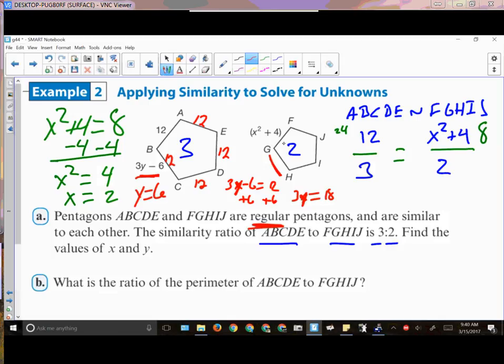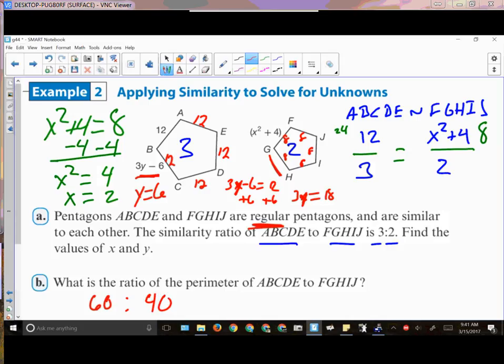By the way, how long is FG? 8. So if that's 8, that's 8, that's 8, that's 8, and that's 8, right? Just for the sake of argument. Now they want to know what the ratio of the perimeter of ABCDE to FGHIJ is. What is the perimeter of ABCDE? 60, I hear. Okay, so we got 60. What is the perimeter of FGHIJ? 40, because there's 5 sides times 8 is 40.